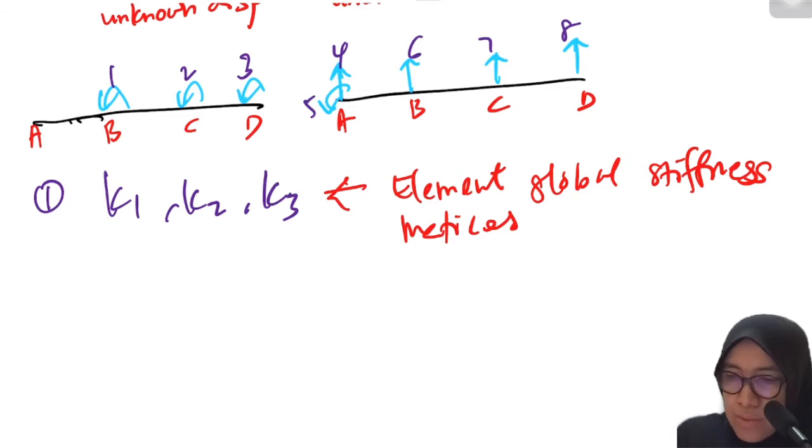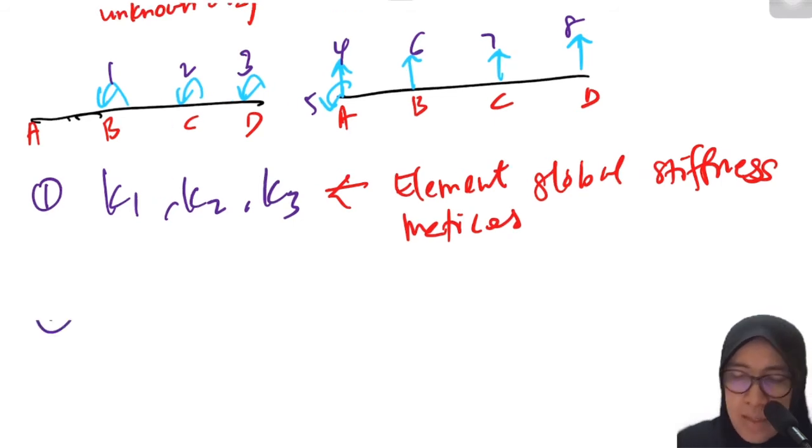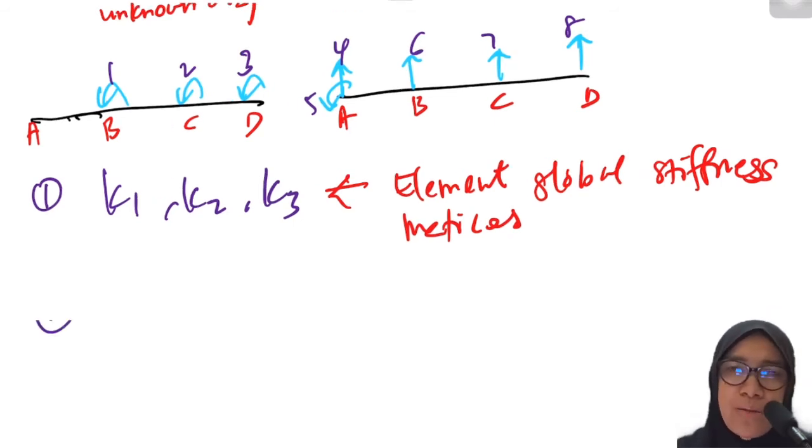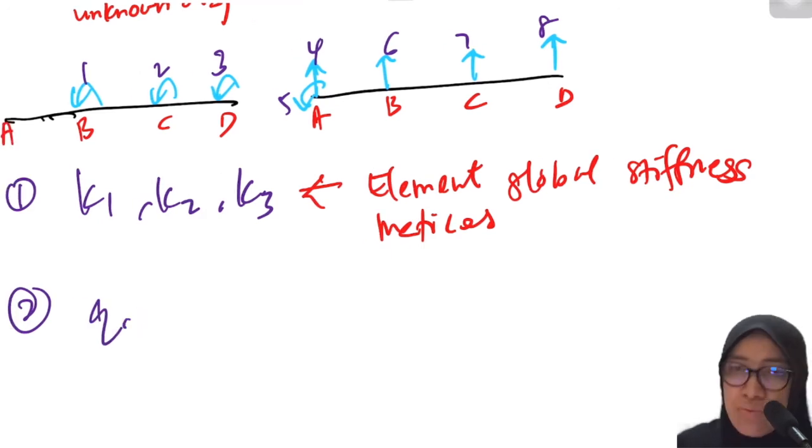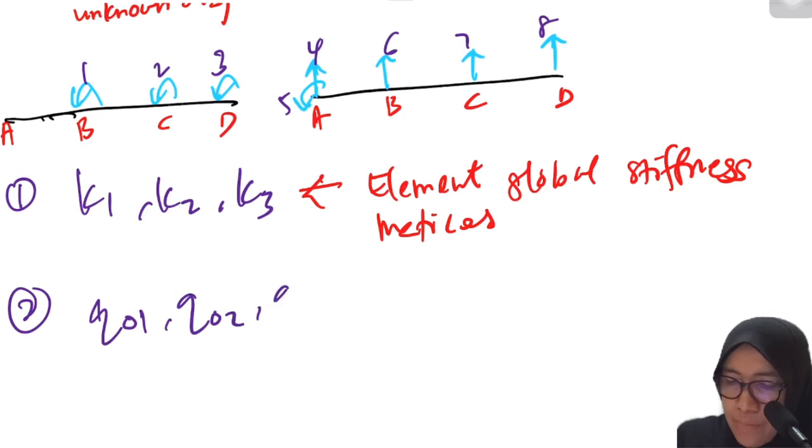For step number 2, for a beam we need to establish as well the equivalent element nodal forces, Q naught. We have Q naught 1, Q naught 2, and Q naught 3. We use the symbol Q naught. Q small letter represents the element. Q capital letter represents the structure.